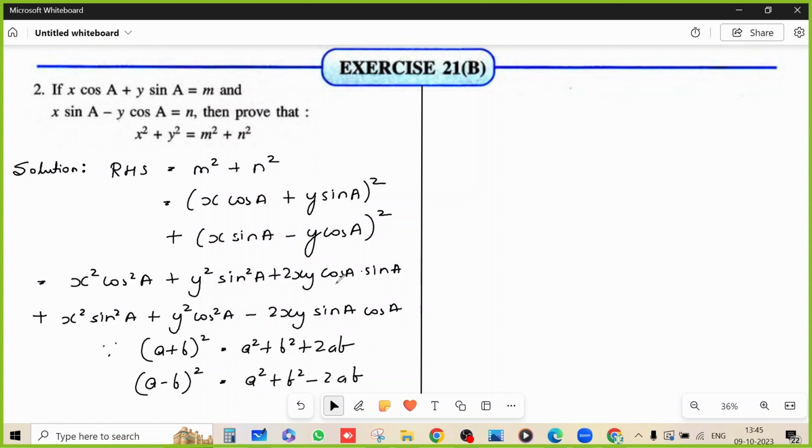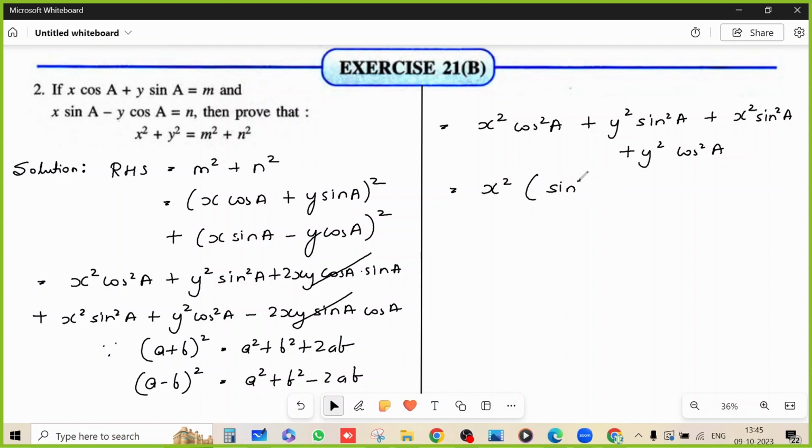Now 2xy cos A sin A will be cancelled with minus 2xy sin A cos A. Now we are left with x square cos square A plus y square sin square A plus x square sin square A plus y square cos square A. Now here we will take x square common from this term and the third one. So it will become x square, and we will have sin square A plus cos square A in the bracket. Similarly, we will take y square common from these two terms. So it will become y square into sin square A plus cos square A in the bracket.